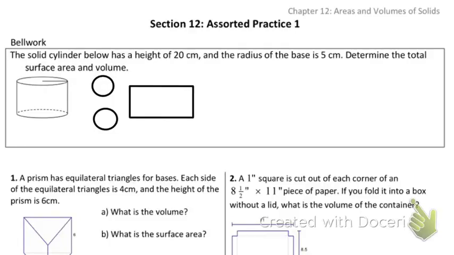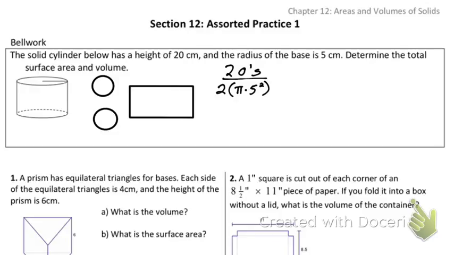Right, so we have two circles and rectangles. So let's do our two circles first. Well, the area of a circle is just pi r squared. So if I have two circles, it'll be 2 times that pi r squared.